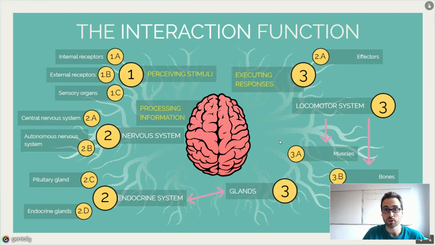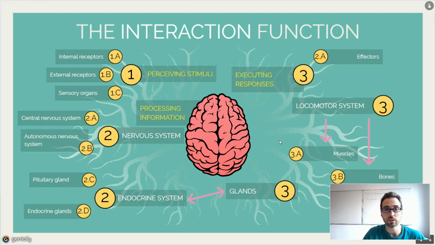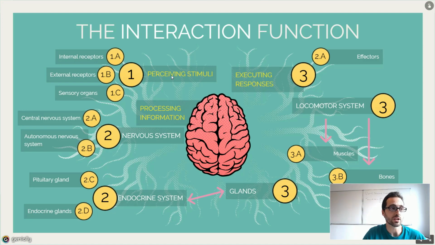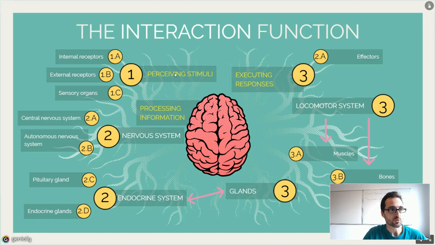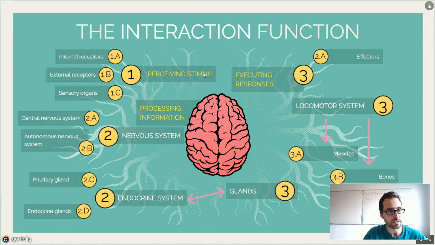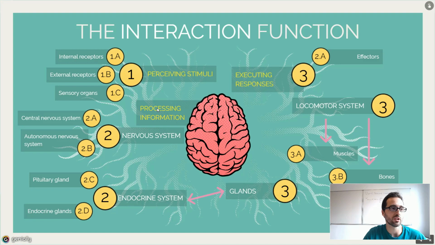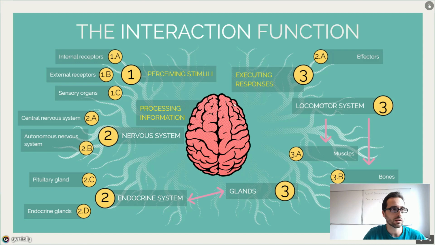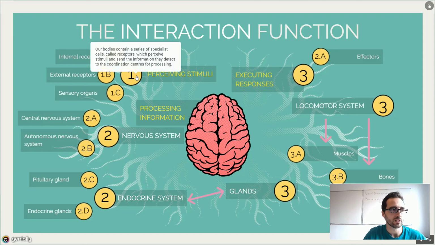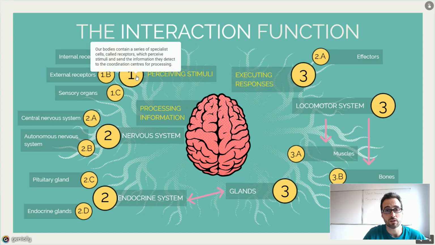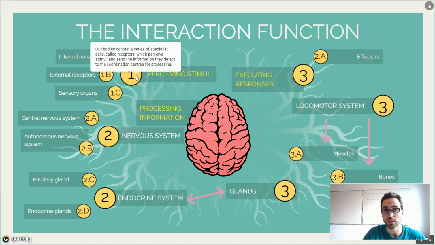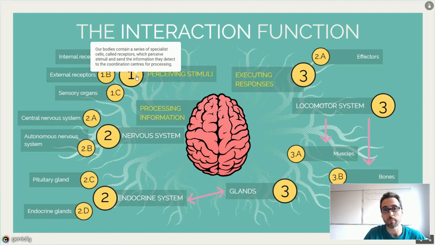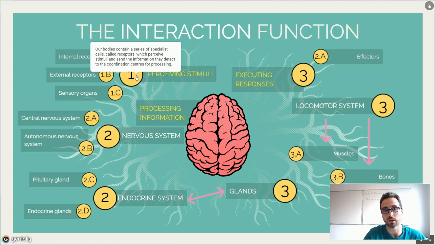So the first thing that we're going to do is to summarize the unit about the interaction function. Okay, so remember that it is composed of 3 stages. The first one is perceiving stimuli. The second one is to process the information, and the third one is to execute the responses. In the first one, remember that we need receptors. Receptors are neurons that have been modified just to take the information from the outside or the inside of our bodies and to transform it into a nerve impulse.